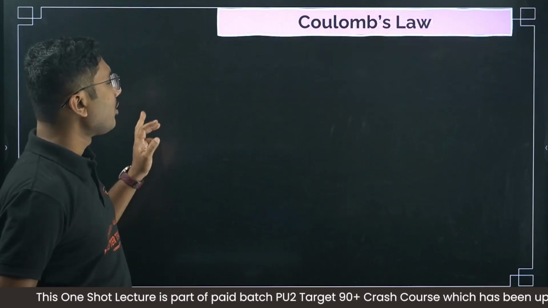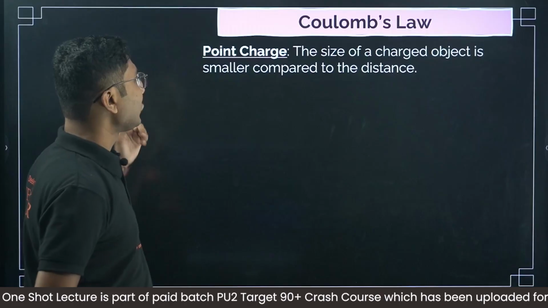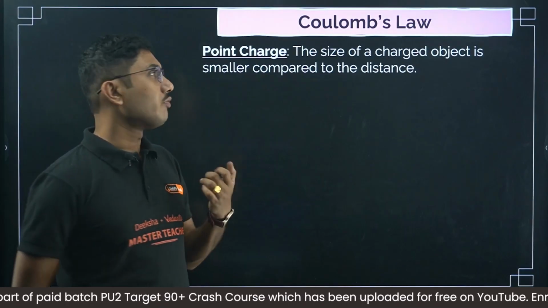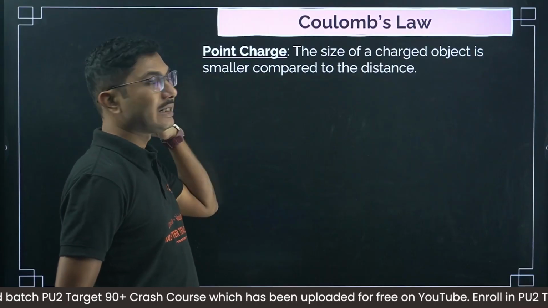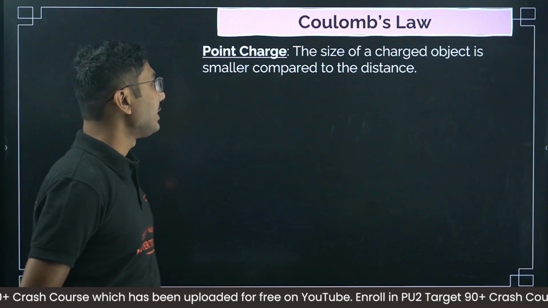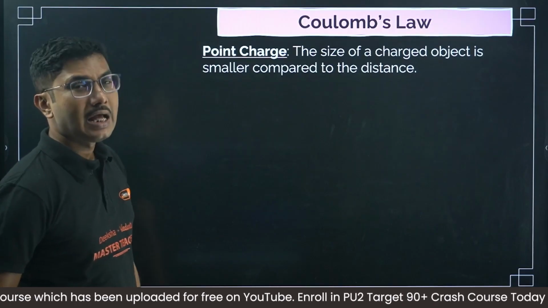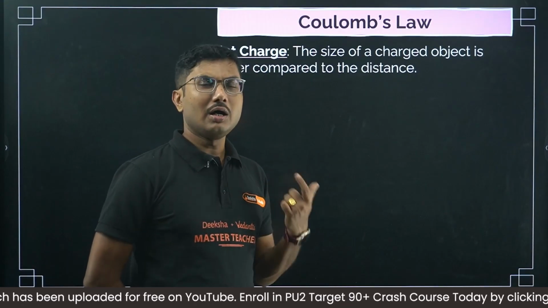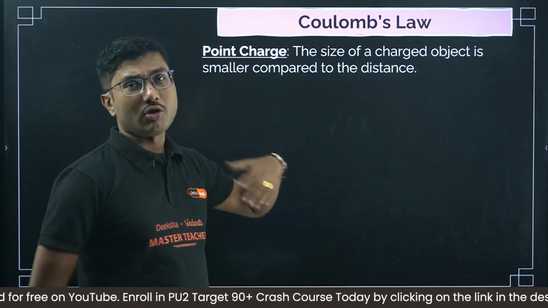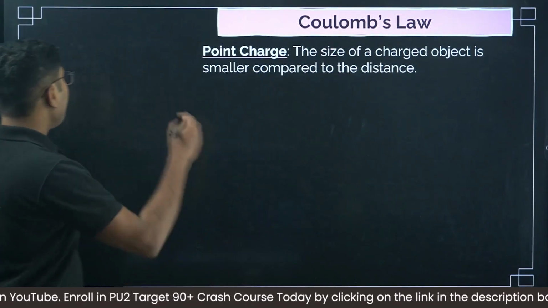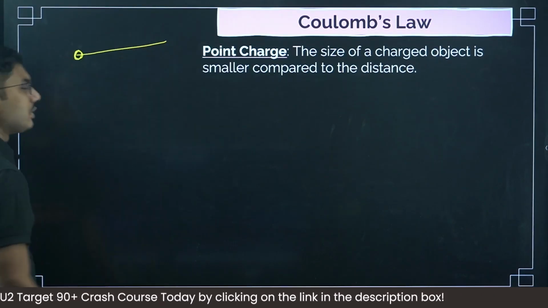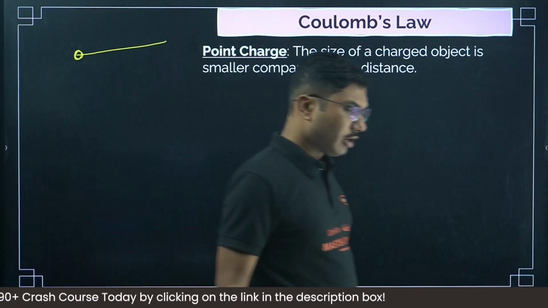Okay, now let's move on to Coulomb's law. So what is Coulomb's law? Before going into it, you have to understand the basis of Coulomb's law. Coulomb's law basically talks about point charges. If the size of the charged object is smaller compared to the distance, then the object is called a point object, or the charge is called a point charge.